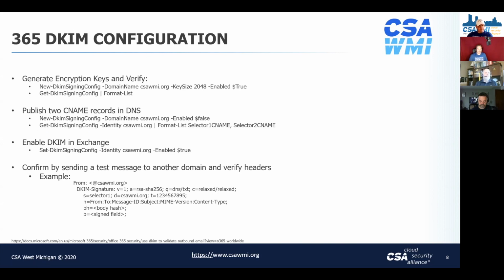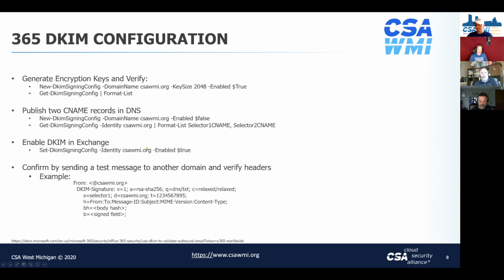So you're going to need to publish the CNAME records. When you generate these inside of the 365 PowerShell environment, it's going to put it into these selector CNAMEs. Dave, I don't know if you can expand upon that. I'm not 100% expert on exactly what this command's doing here, but basically, it's going to give you these selectors, which you need to then publish into your DNS records.